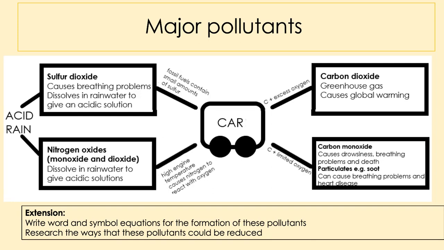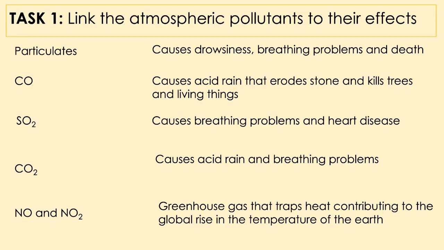If you want to, here's an extension task. You could write word and symbol equations for the formation of the pollutants. And you could also have a quick research into the way that these pollutants could be reduced. So your first task, if you've not done the extension task, I want you to link the 5 major pollutants on the left-hand side. I want you to match them up with their effects on the right-hand side and write them into your notes.